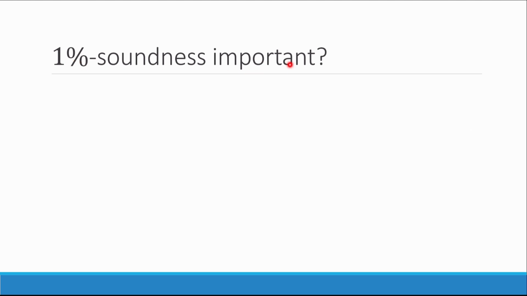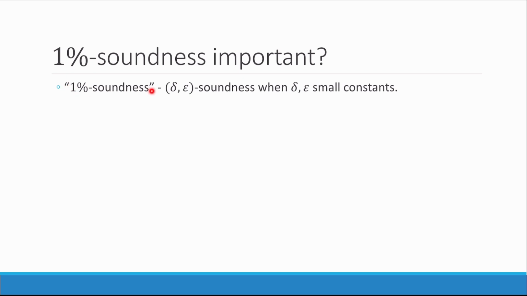Why is this setup so important? First of all, let me just make clear that when I say 1% soundness, I mean delta epsilon soundness when these delta and epsilon are small constants. Sometimes we even want to take delta to be subconstant in various parameters. But for now, let's just think of delta being 1% and epsilon being, say, 0.1% or something like that.